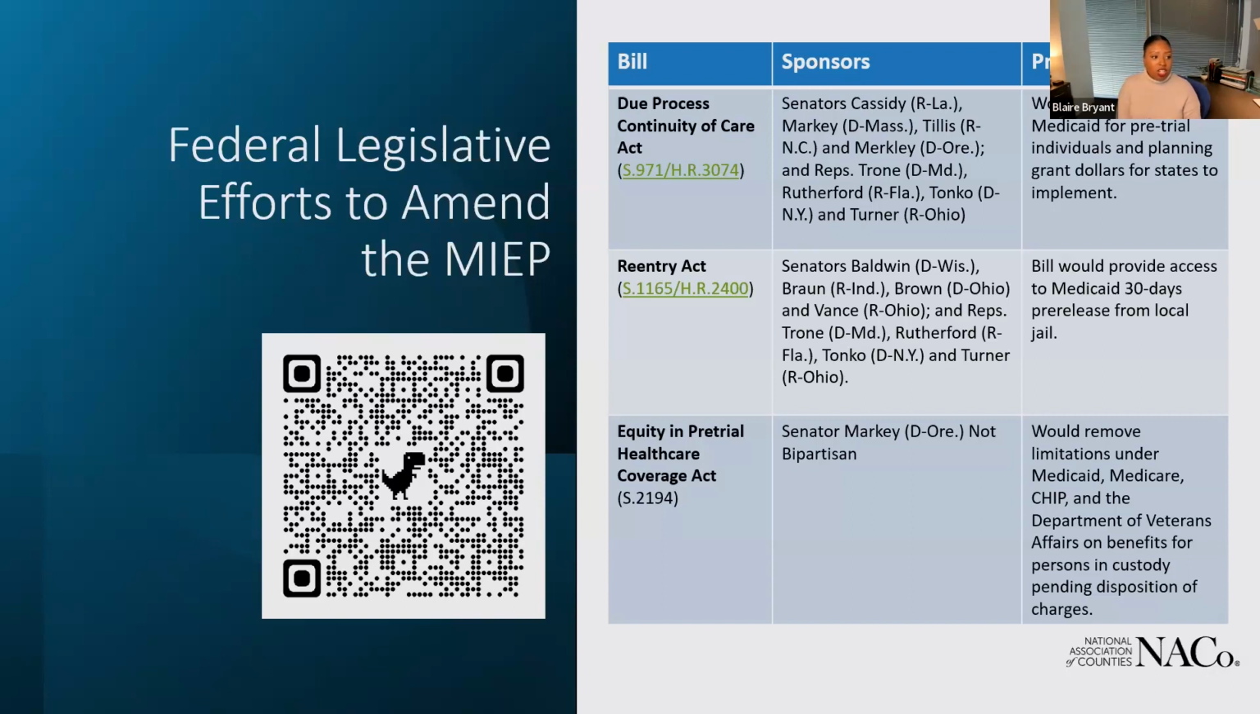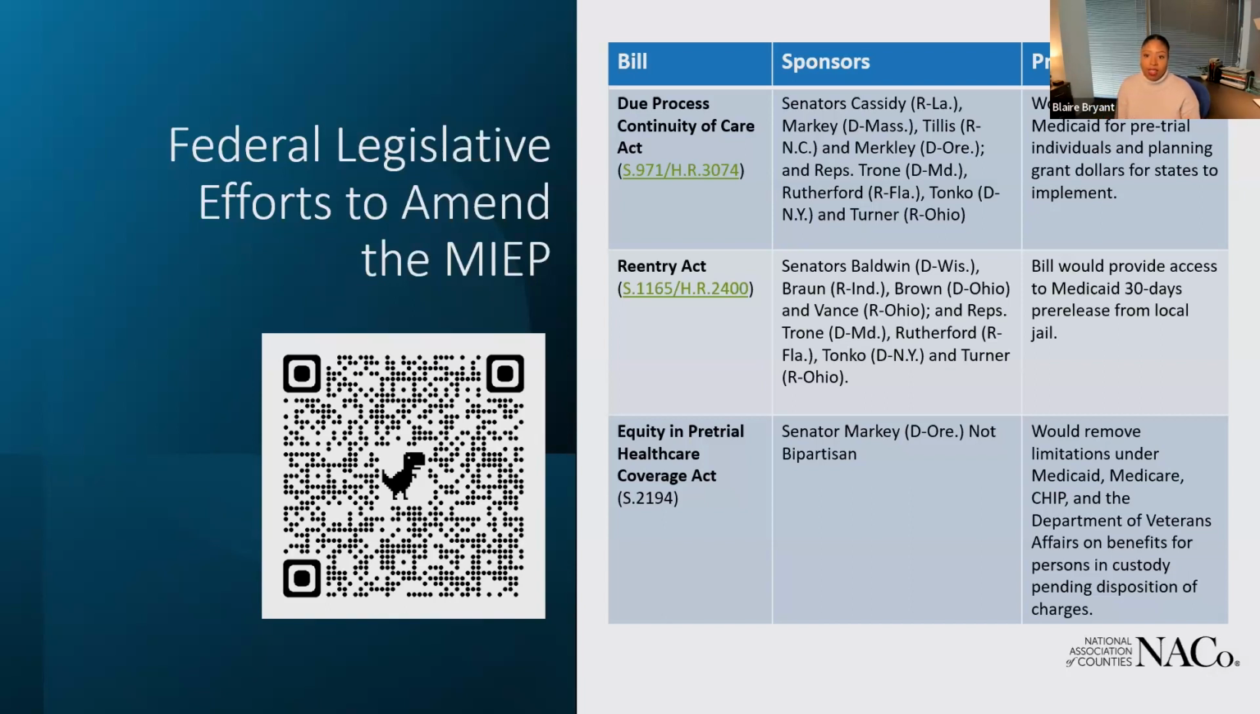The second bill I'll mention is the Reentry Act. This also has a Senate and House bill, and it is led primarily in the House by Representative Trone from Maryland. This bill would provide access to Medicaid 30 days prior to release from local jail, which is another side of the coin in terms of addressing the inmate exclusion policy, as I mentioned. This bill is also bipartisan.